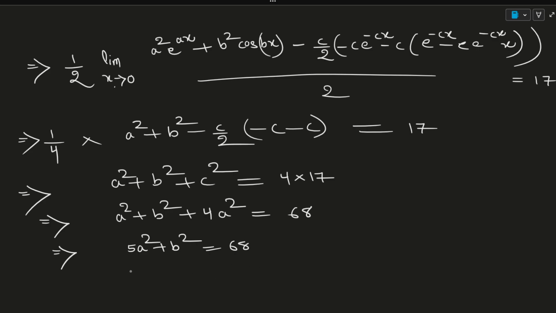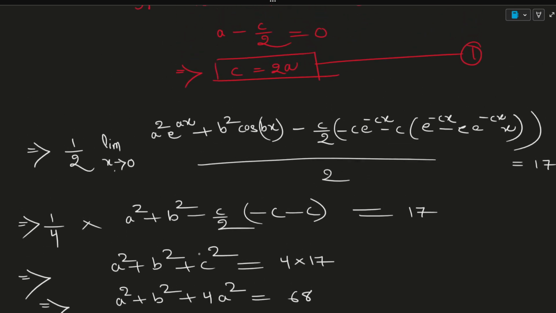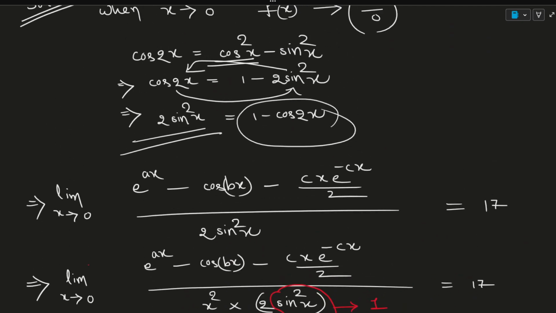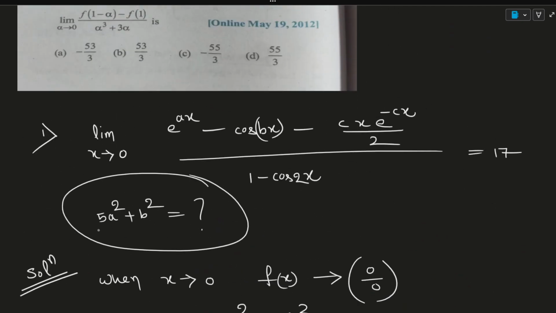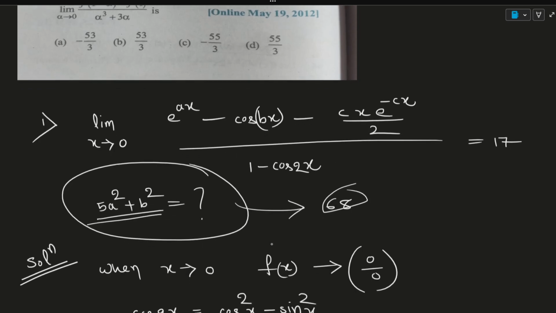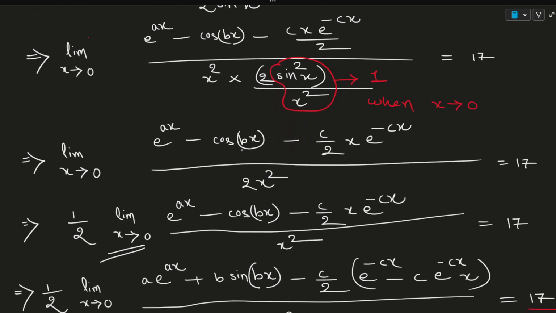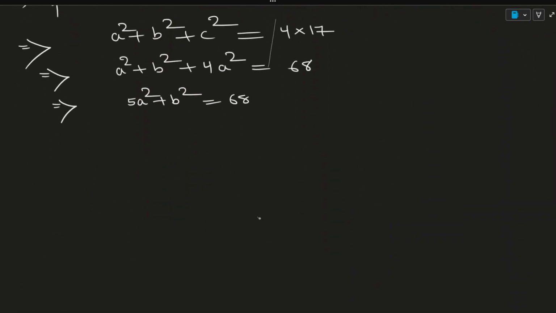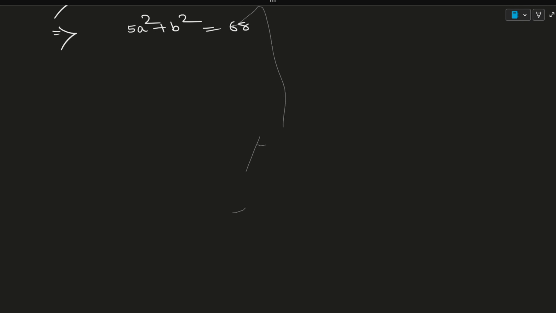So the question was, initially it was asked to us that what will be the value of 5a square plus b. This was asked, and we got the answer as 68. So I have applied L'Hospital rule here 2 times to evaluate the answer.